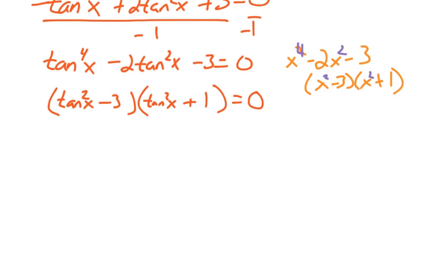Let me slide this up a little bit. Let's switch to blue here. So we can say that the tangent squared of x minus 3 is equal to 0, or the tangent squared of x plus 1 is equal to 0. We need to solve both of these.